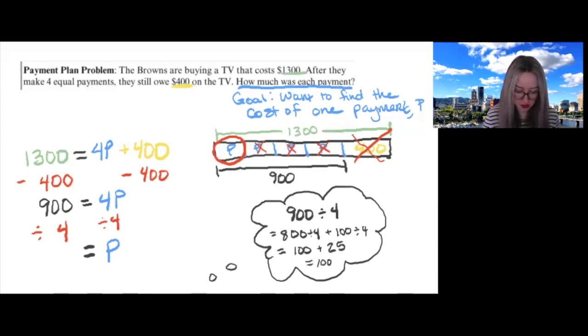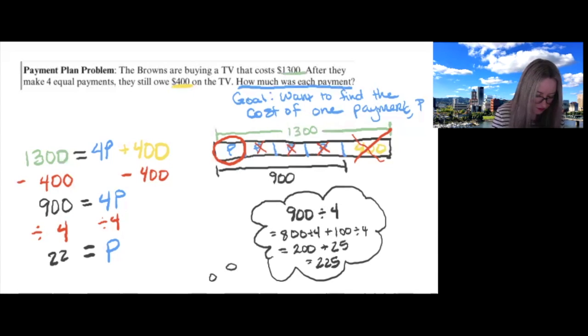Nope, 225. Oh dear. My eraser got out of control. Let's fix this. 200 plus 25, 225. Finish off my equation. We did it.